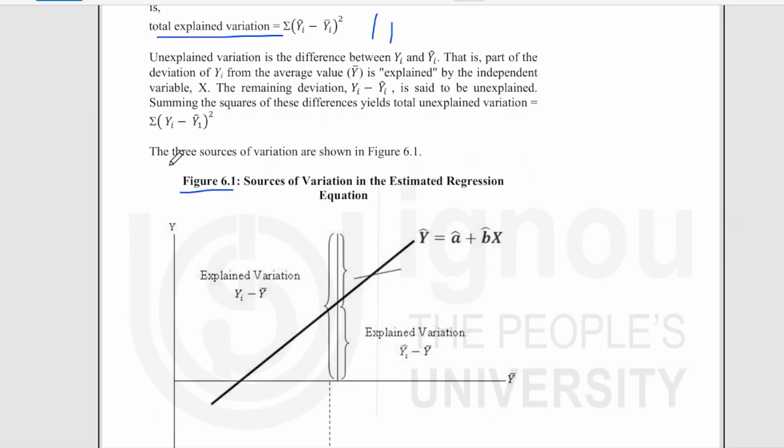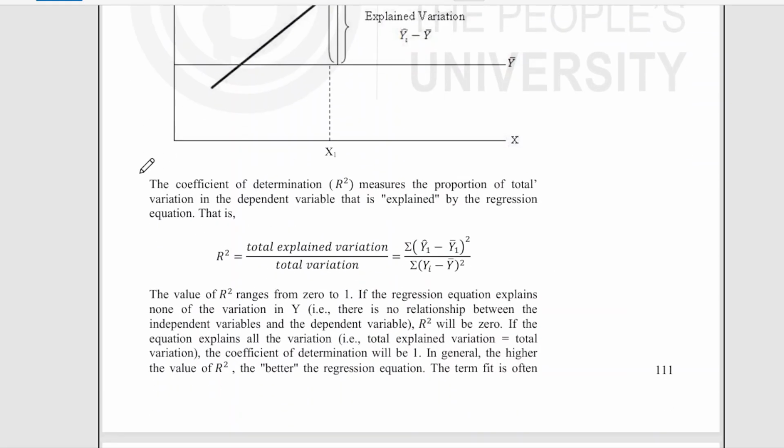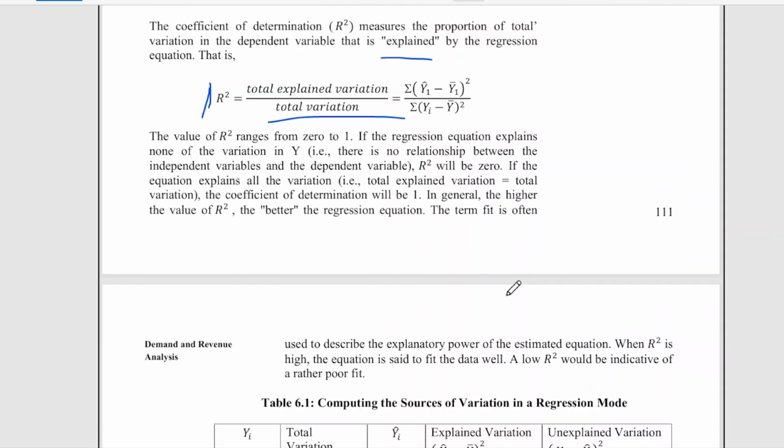Figure 6.1 shows the sources of variation in the estimated regression equation. The three sources of variation are shown here. The coefficient of determination, r square, measures the proportion of total variation in the dependent variable that is explained by the regression equation. So r square is equal to total explained variation divided by total variation. That is the equation. The value of r square ranges from 0 to 1. If the regression equation explains none of the variation in y, r square will be 0.